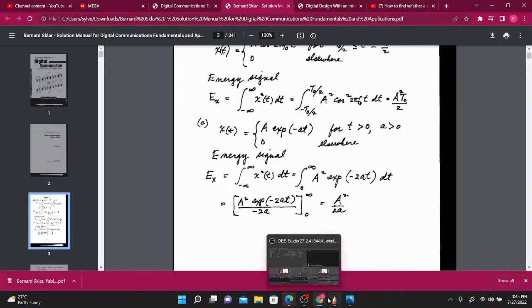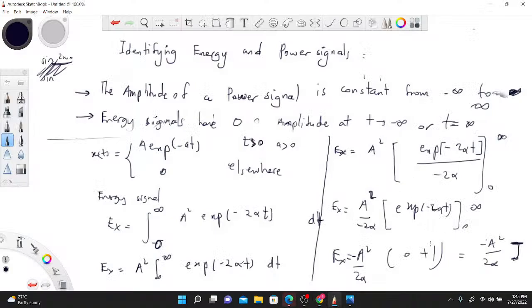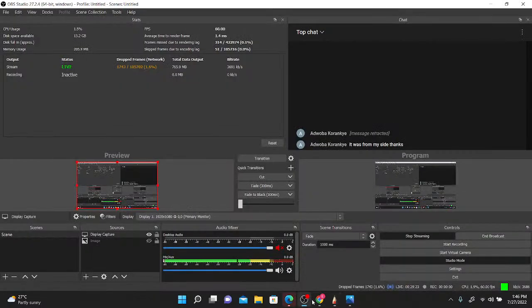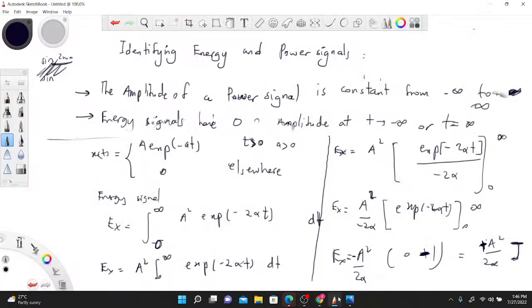Yeah, sorry. I think I've seen. So here it's supposed to be what? Upper limit minus lower limit, right? So minus lower limit. So that'll make here plus. Yeah. So a squared over 2 alpha joule. That's the answer. So this is an energy signal.